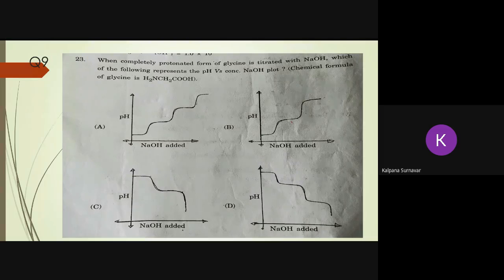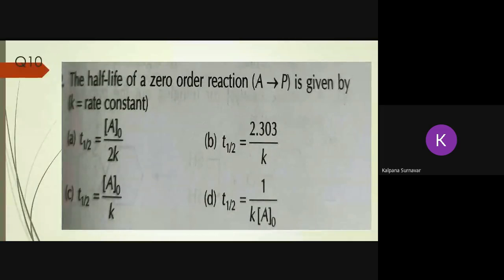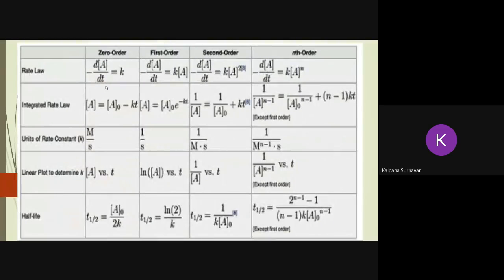Now question number 10. Obviously this question is very simple, and is based on kinetics. The half-life of a zero order reaction. The reaction is given, A gives product, and we have to find out the half-life equation. See, answer number 1 is right: T half is equal to concentration of A0 divided by 2K. Obviously, this question is asked for 2 marks in the NET exam. The remaining options are incorrect.